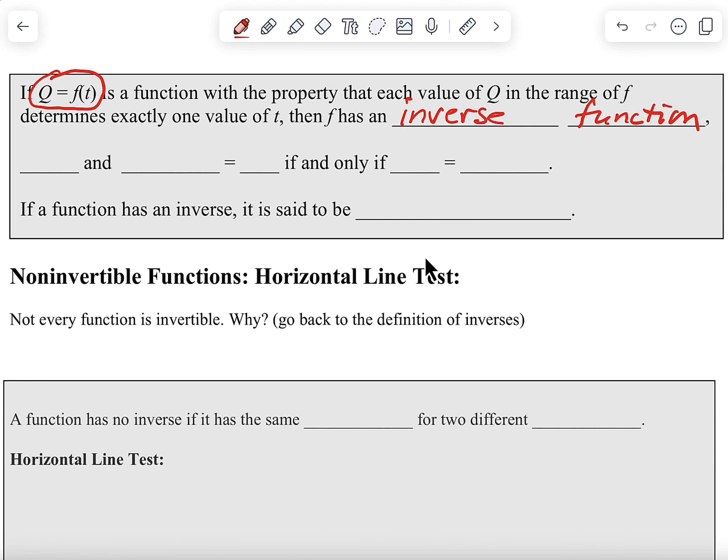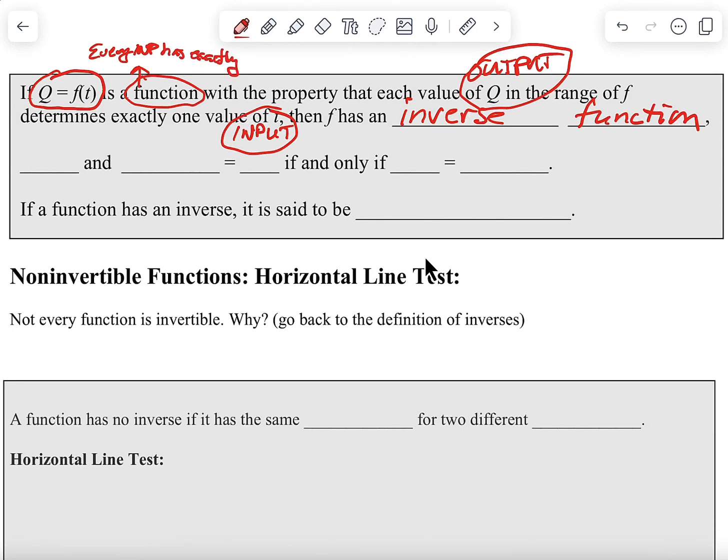Each output, q, has exactly one input, t. Doesn't that sound a little bit like the definition of a function, except it's backwards? So what we're getting at here is, if you've got a function already, a function by definition, you have to remember back to first semester, says that every input has exactly one output. That's our definition for a function.